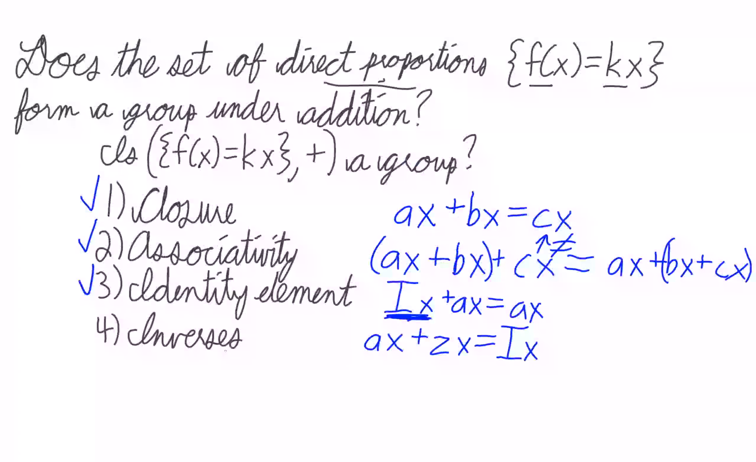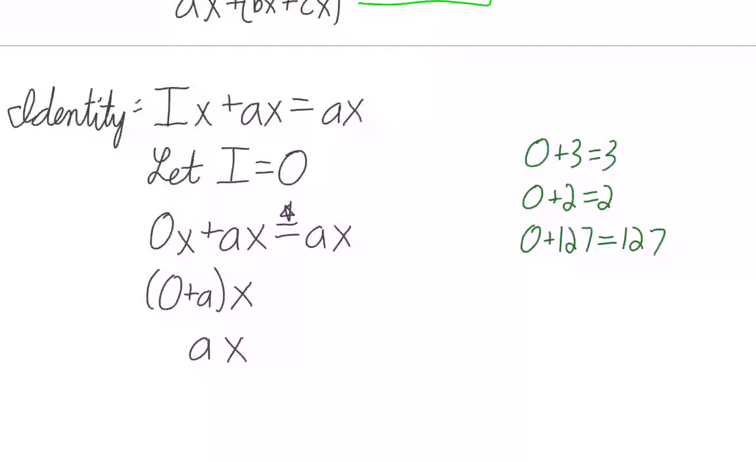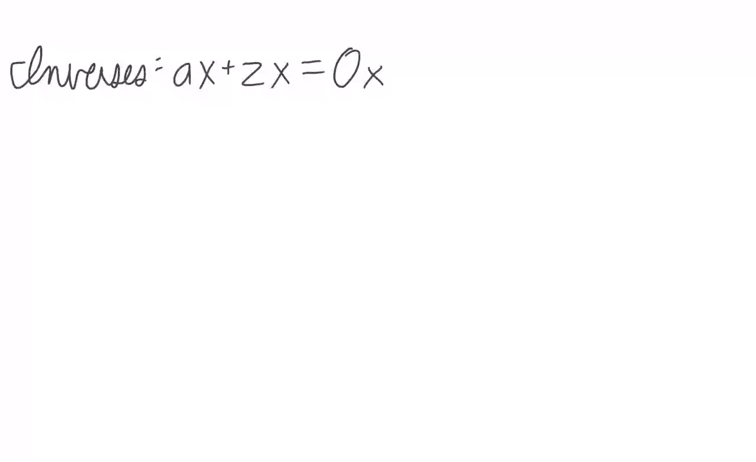Okay, one more thing we need to find, and that's inverses. So whatever AX we use, we want to be able to pick out a ZX to make us add up to IX. But hang on, I can change this now. We want that to be 0x. That's going to help us. So let's think about some things that add up to 0.